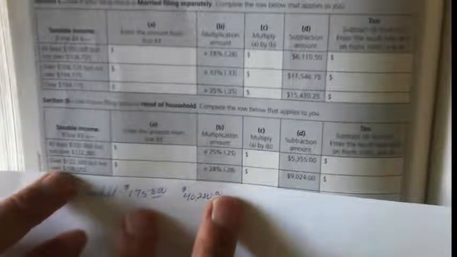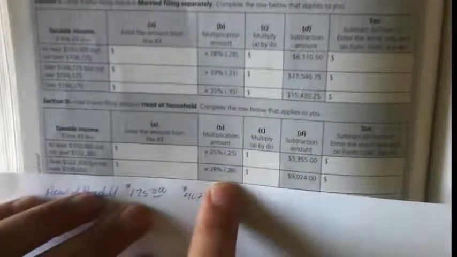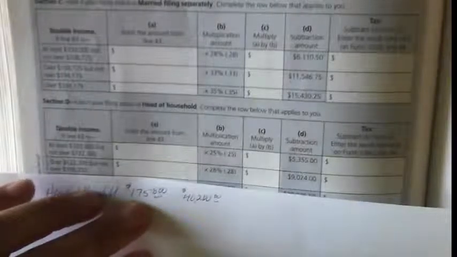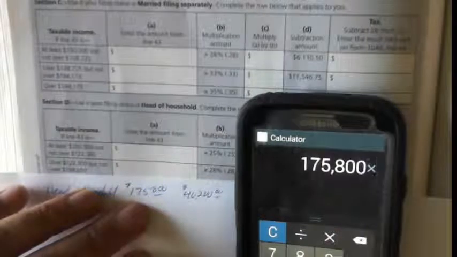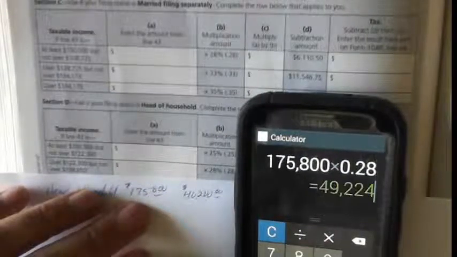$175,800. Well, over in this column, it reads $100,000, but not over $122,300. So we're bigger than that. Next category down is $122,300, but not over $198,50. So we would fit in that category. And we're going to times that then by a multiplication amount of 0.28. So we would then put our calculator up here, and we would have 175,800 times 0.28.